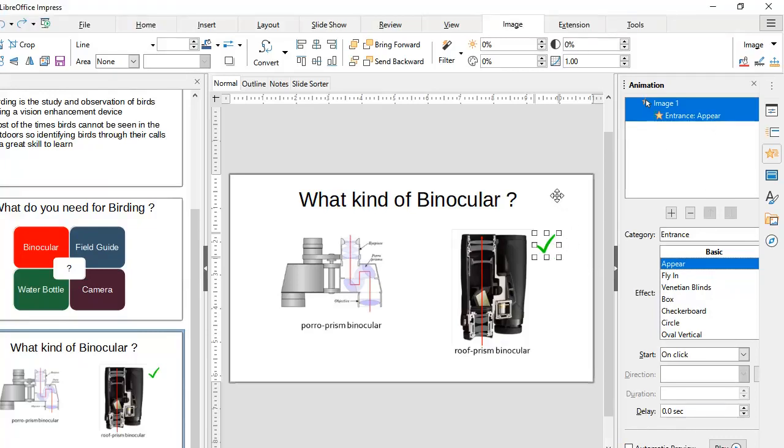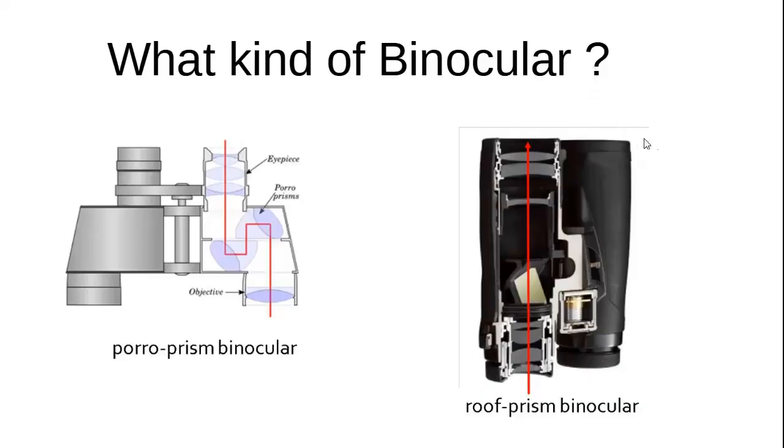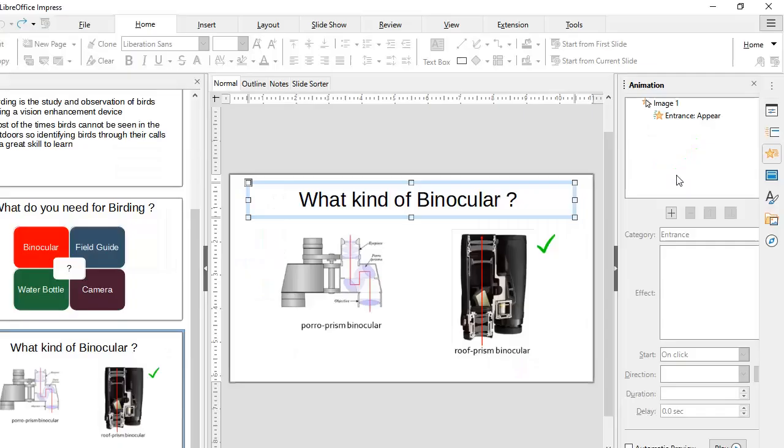So let me just see how the slide has changed with this animation. I'm going to click on the slide and then start from the current slide. So in this version, the right symbol is not visible. And when I click on it, it becomes visible because I have created an animation. So this is one common animation that you can actually employ.